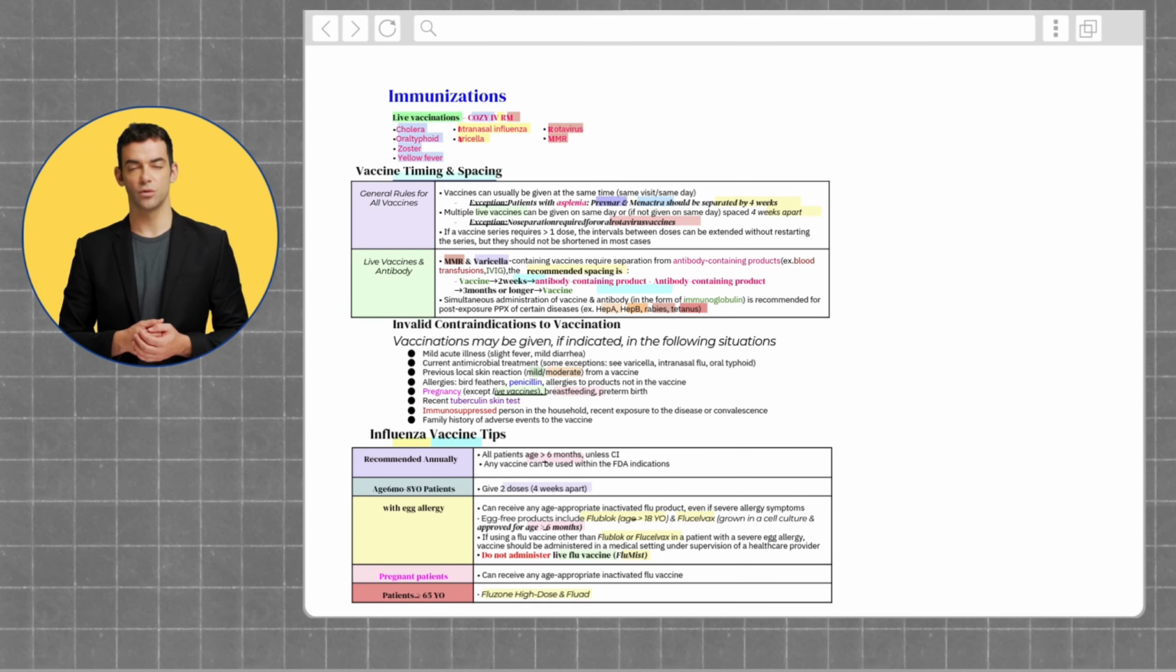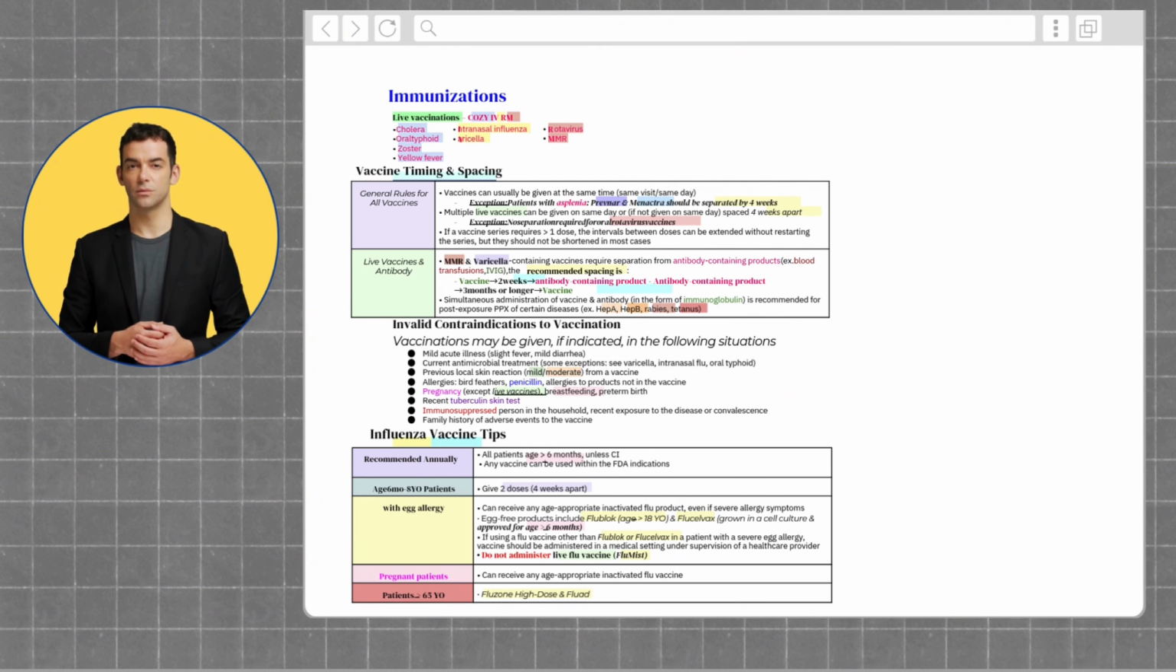Immunizations are a cornerstone of public health. The purpose of vaccines is to prepare the immune system to fight infections by exposing it to antigens in a safe way. Types of immunity include active immunity, which is long-lasting, where the body produces antibodies after vaccination or infection, while passive immunity is temporary immunity provided by antibodies.